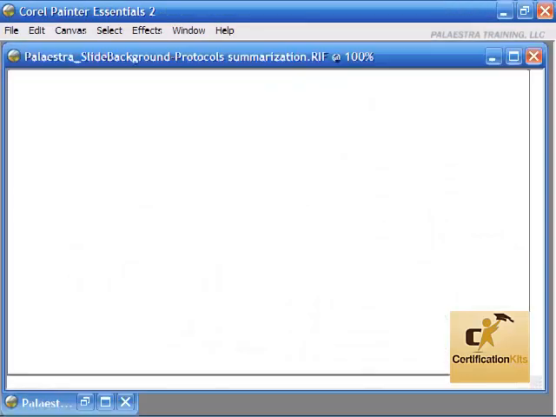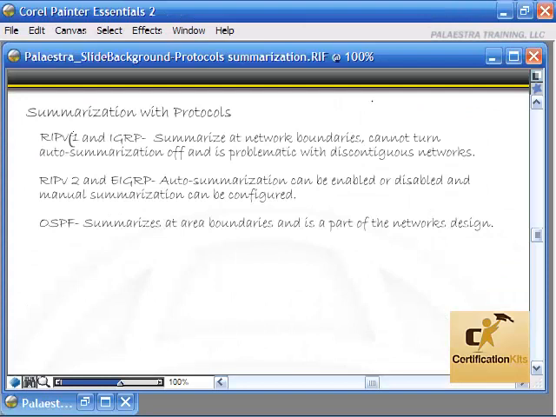Alright, let's go over RIP version 1 and IGRP. Remember, there are 2 versions of RIP, version 1 and version 2. Big difference: RIP version 2 sends the subnet mask along in the routing table update and supports variable length subnet masks. RIP version 1 does not. RIP version 1 and IGRP automatically summarize at network boundaries, cannot turn auto summarization off, and are problematic with discontiguous networks. So it's problematic with discontiguous networks.